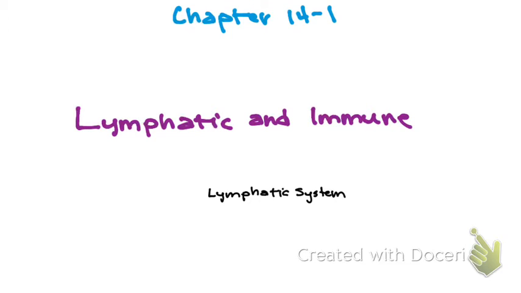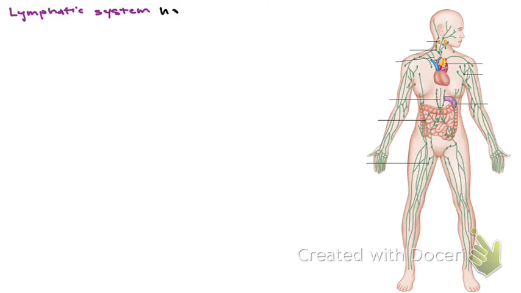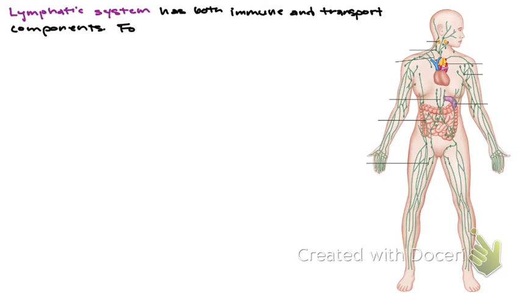This lecture covers the first part of Chapter 14, the lymphatic and immune system, and it will give an overview of the lymphatic system. So the lymphatic system has both immune and transport components, and it serves four distinct functions.